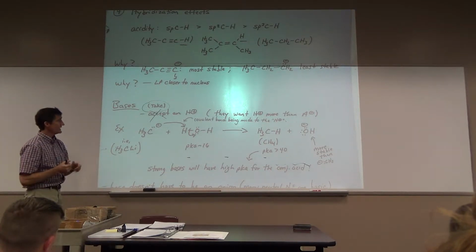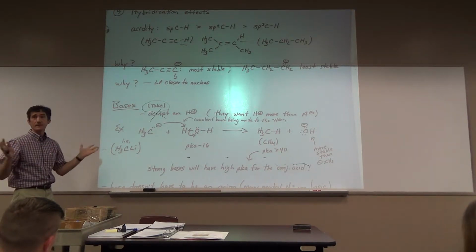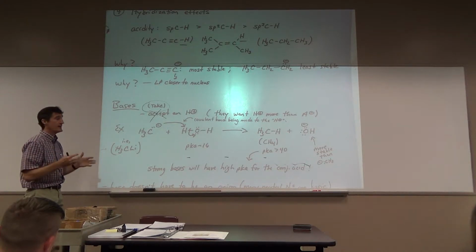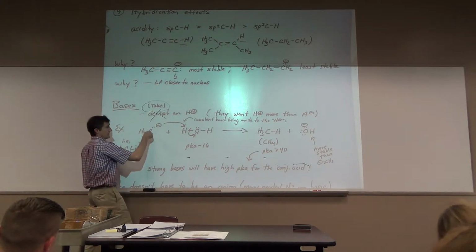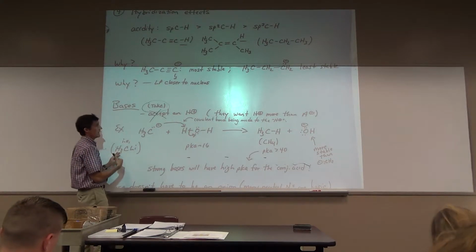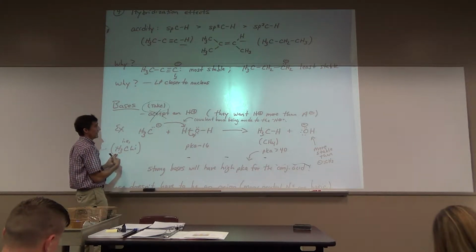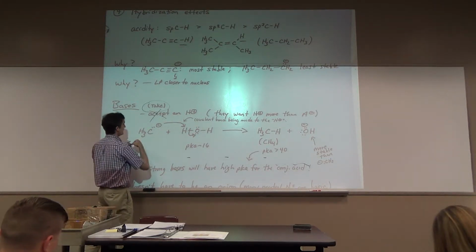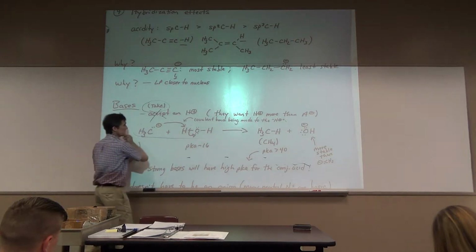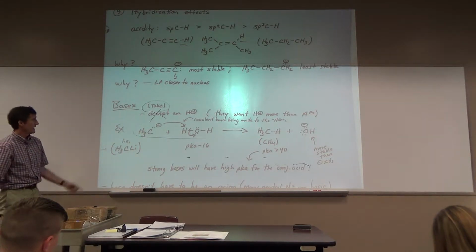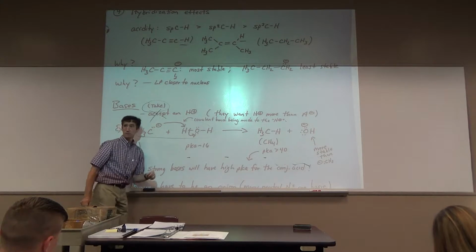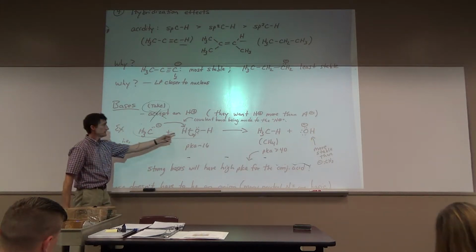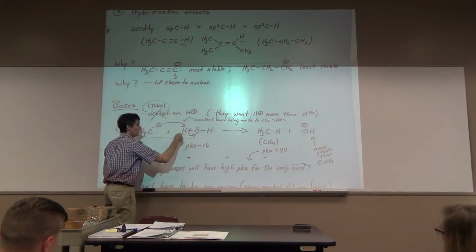For example, here's an acid-base reaction. Any acid-base reaction has a base and an acid. Here, we've got this and we've got that. What's the most acidic H on the board? When I say on the board, I mean in the reaction. Is the H on carbon or on oxygen? Here, yes. So there's your acid.